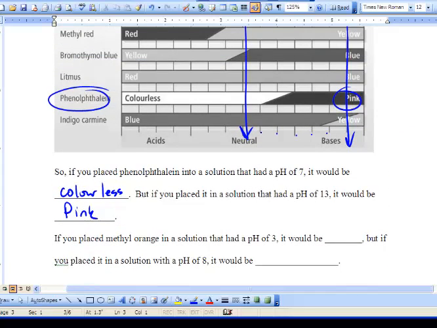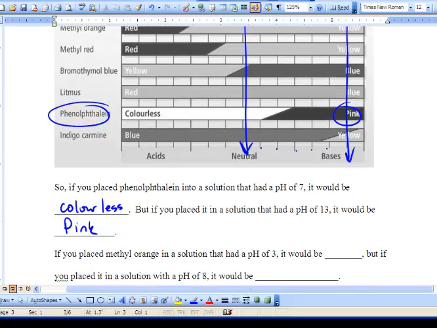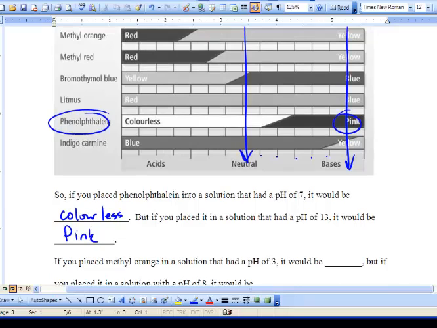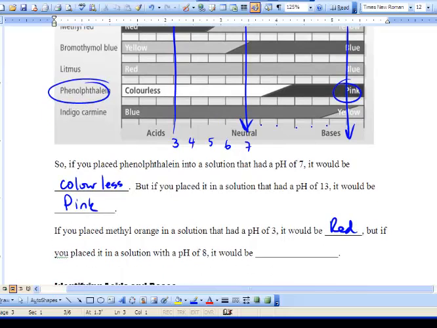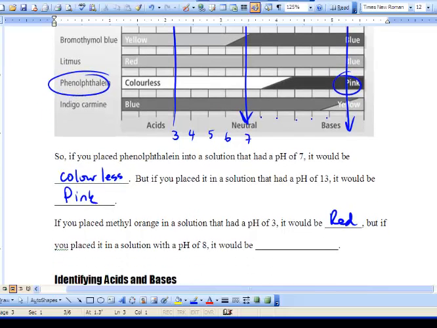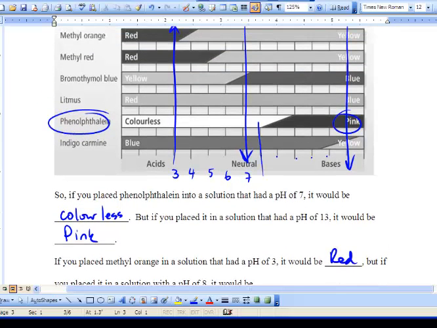Now, if you place methyl orange in a solution that has a pH of 3, so we got 7, 6, 5, 4, 3, methyl orange, it would be red. But if you place it in a solution of a pH of 8, right here, it would be yellow.